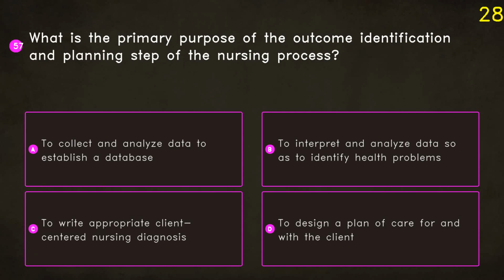Question 57. What is the primary purpose of the outcome identification and planning step of the nursing process? A. To collect and analyze data to establish a database. B. To interpret and analyze data so as to identify health problems. C. To write appropriate client-centered nursing diagnoses. D. To design a plan of care for and with the client.